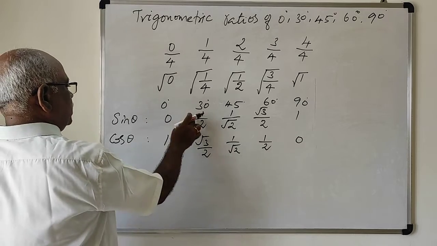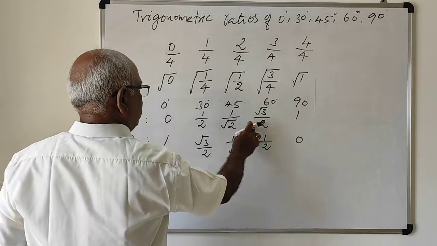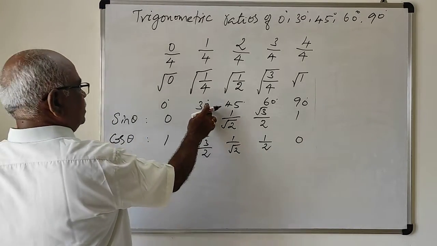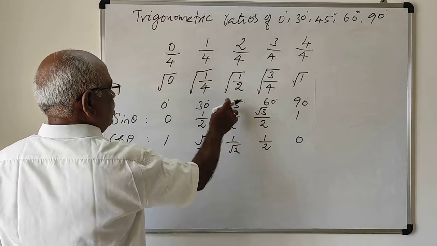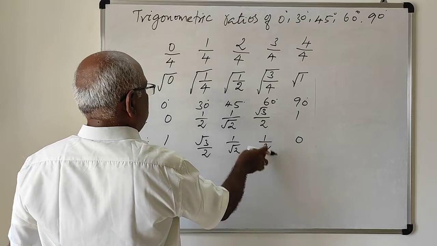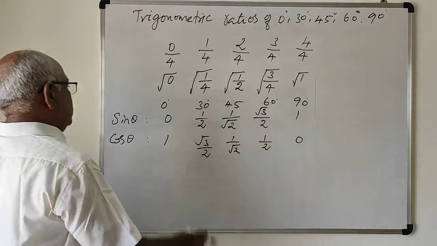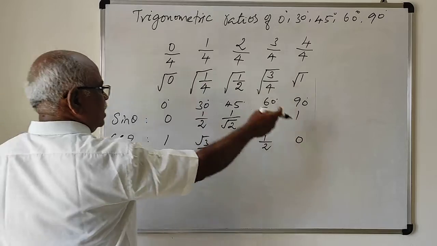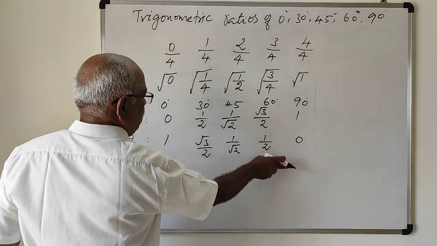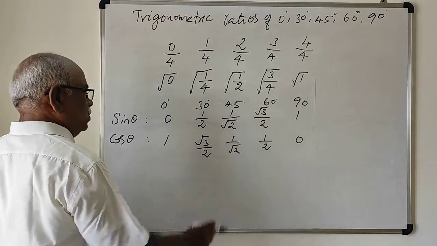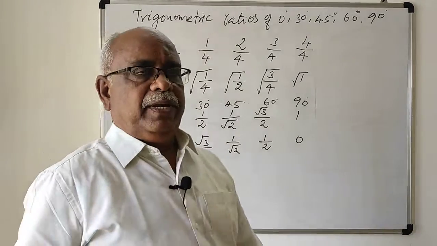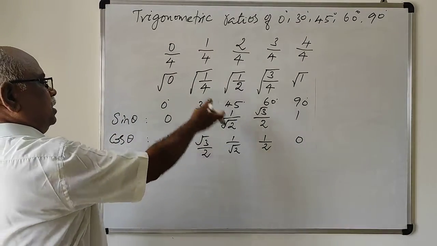So sine 0 is 0, sine 30 is 1 by 2, sine 45 is 1 by root 2, sine 60 is root 3 by 2, sine 90 is 1. Whereas cos theta, cos 0 is 1, reverse order, cos 30 is root 3 by 2, cos 45 and sine 45 are one and the same. Cos 60 is 1 by 2 and cos 90 is 0. Sin 0 and cos 90 are 0. Sin 30 and cos 60 are 1 by 2. Sin 45 and cos 45 are 1 by root 2. Sin 60 and cos 30 are root 3 by 2. Like that, immediately we can find sin and cos using this method.